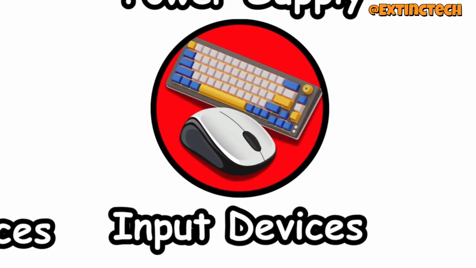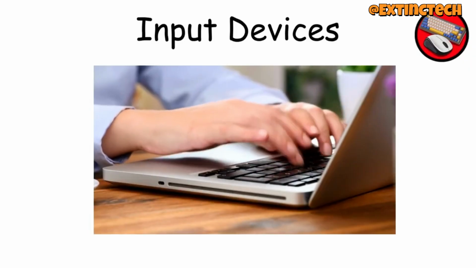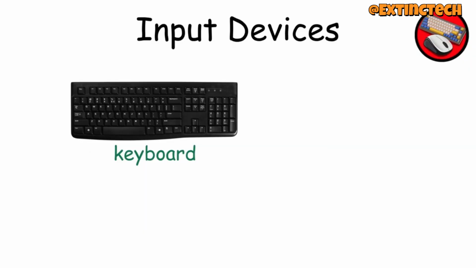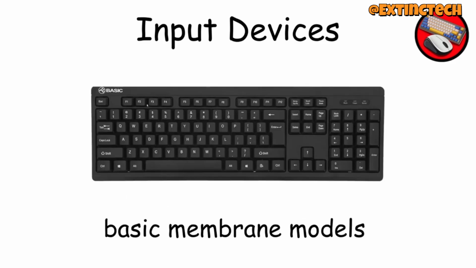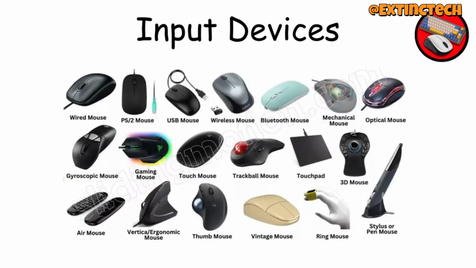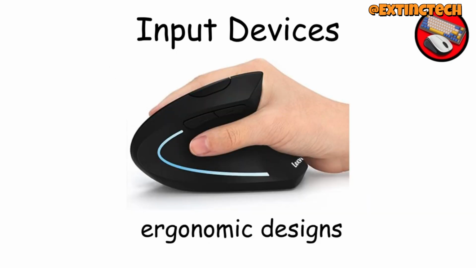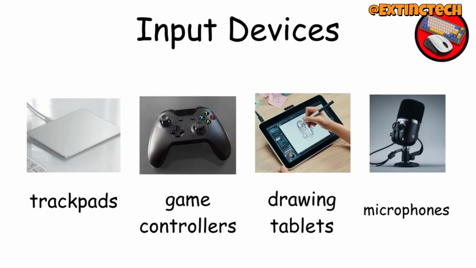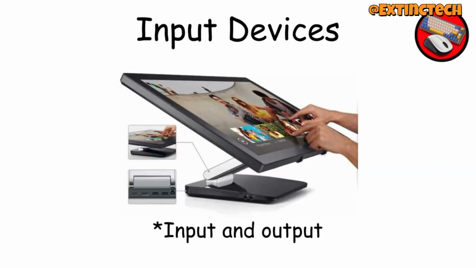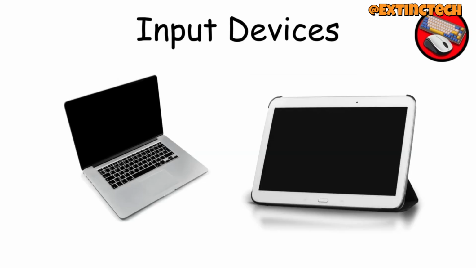Input devices. Every interaction you have with a computer starts with an input device. The most essential are the keyboard and mouse, wherein the keyboard handles typing and commands, while the mouse gives you precision for navigation and control. Keyboards range from basic membrane models to premium mechanical boards. Mice vary widely too, from ergonomic designs to high DPI gaming models with programmable buttons. Other input methods include trackpads, game controllers, drawing tablets, and microphones. Touchscreens combine both input and output in a single surface, now common in laptops and tablets.